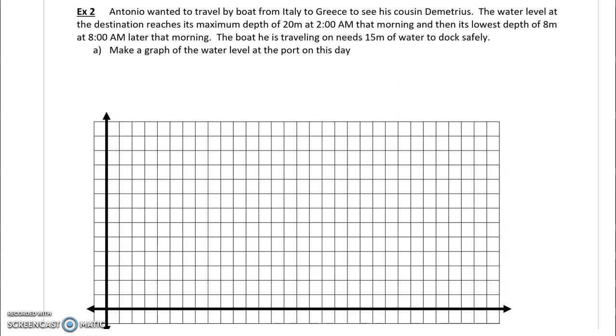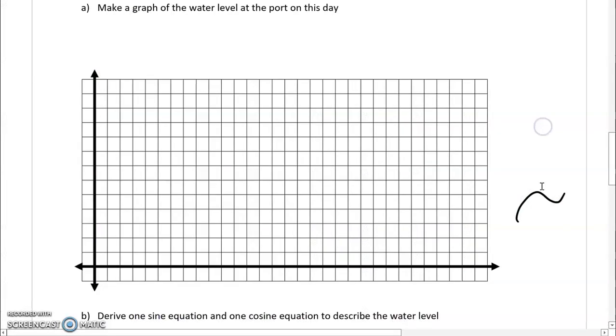So first here we have to make a graph of the water level. So I'm going to start here by maybe making some labels. So along here we've got our time, and I will go up maybe by ones. So 1, 2, 3, 4, 5, 6, 7, 8. So this is 8 a.m. So we really only need 2 a.m. and 8 a.m.